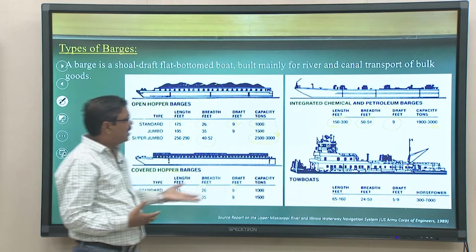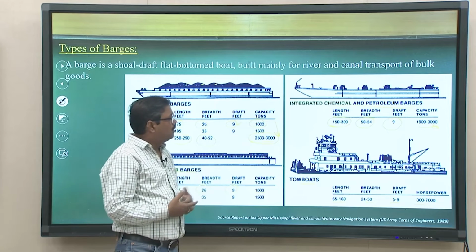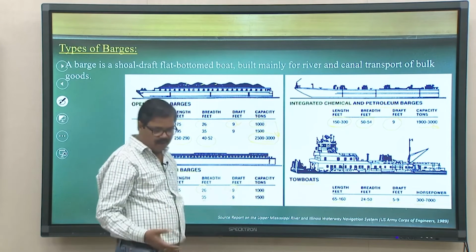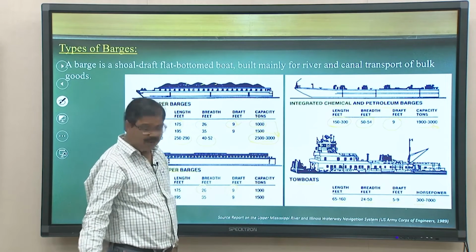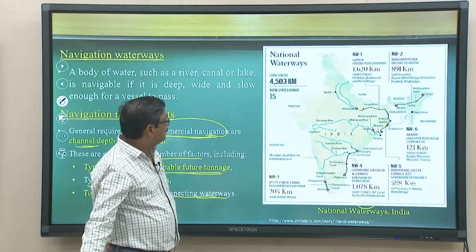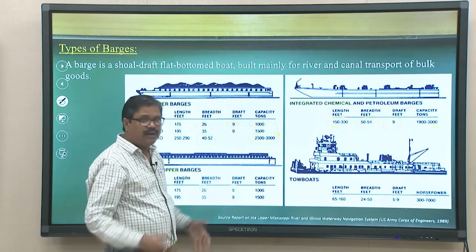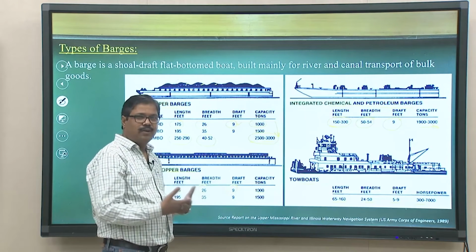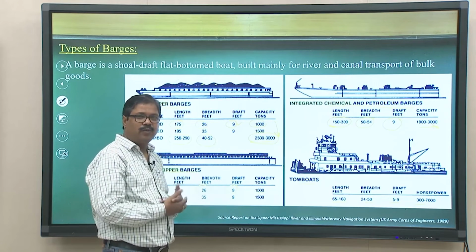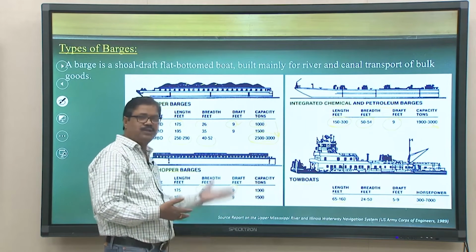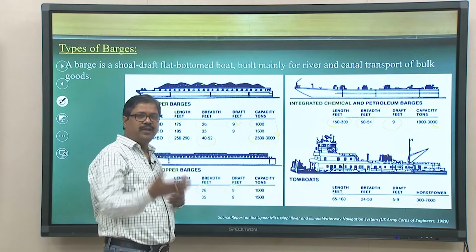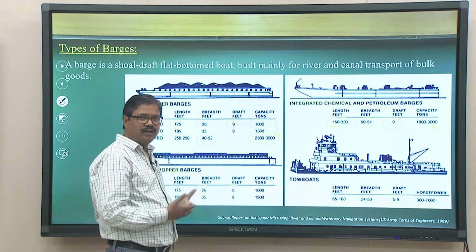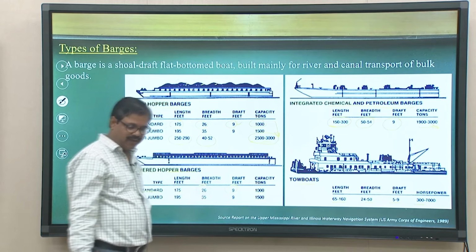So, that goes to the 3000 tons of goods we can carry from point A to point B through the rivers. It happens in many of the developed countries like the United States and European countries, where they extensively use inland navigation to carry goods from A to B using river navigation.